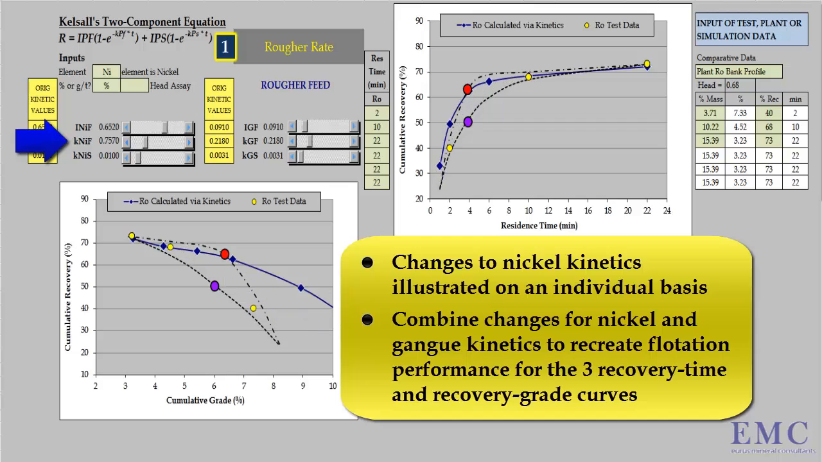Similarly, I can do the same with nickel fast floating rate, KNIF. The effect is approximately the same, but the influence on concentrate grade is much greater. And finally, changing nickel slow floating rate, KNIS, moves the curve at the end of the float.